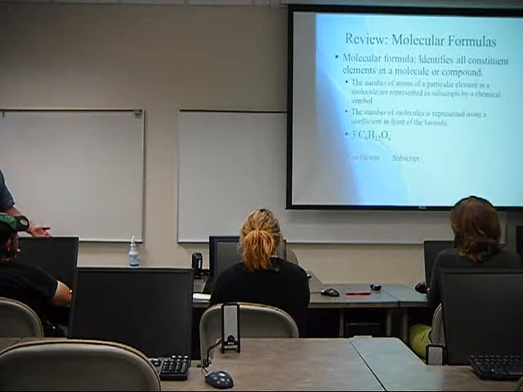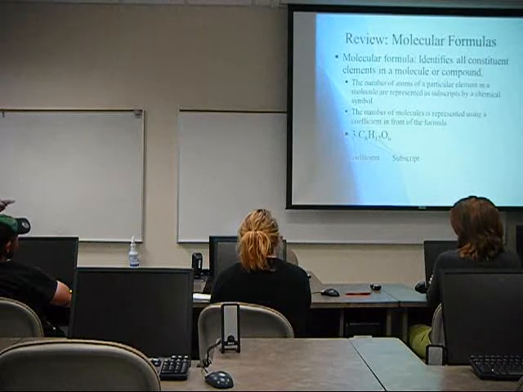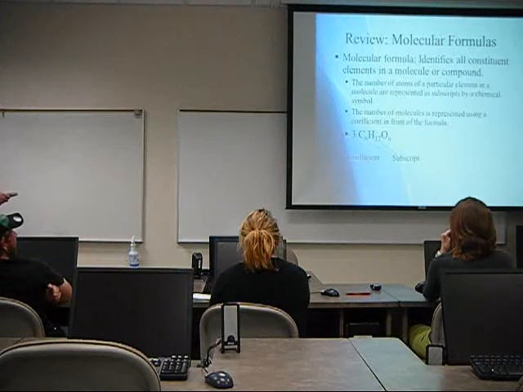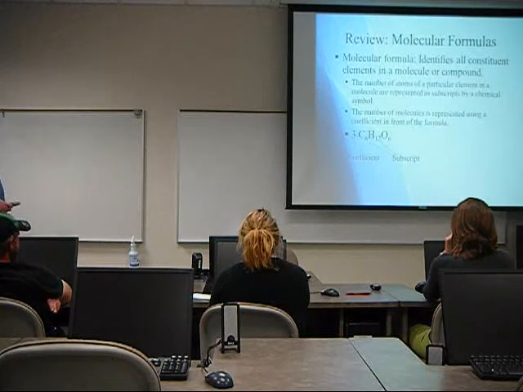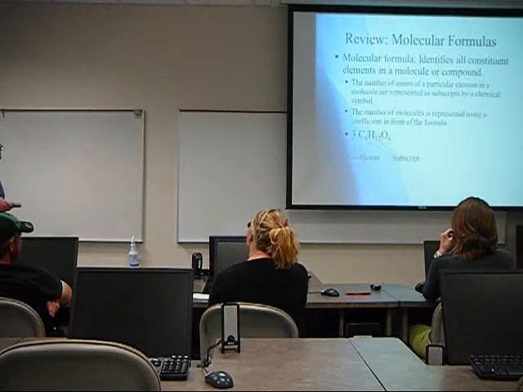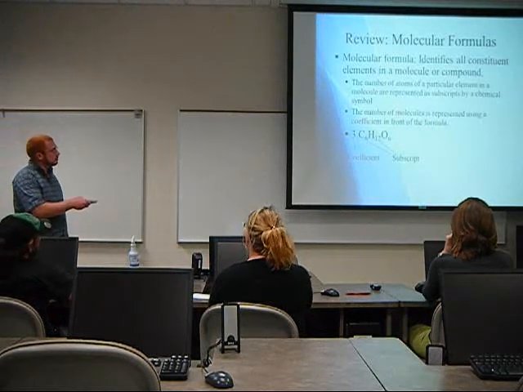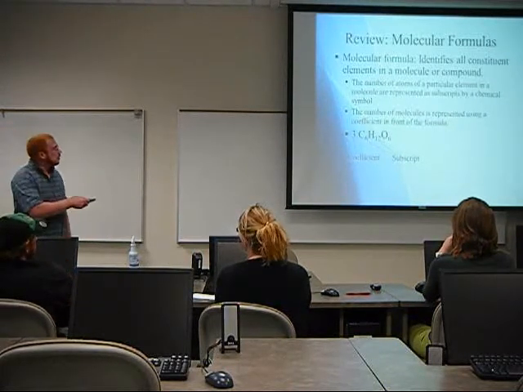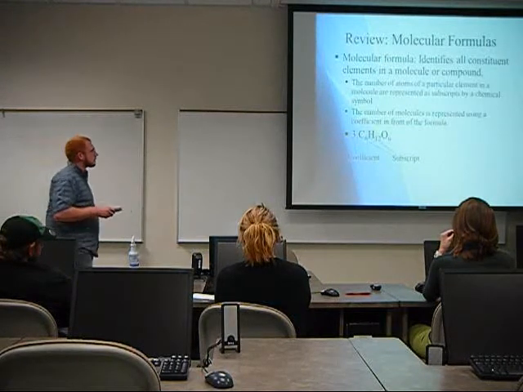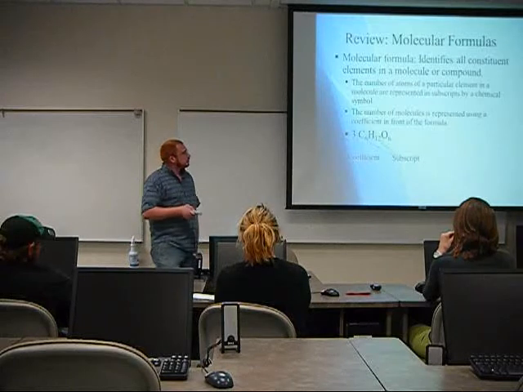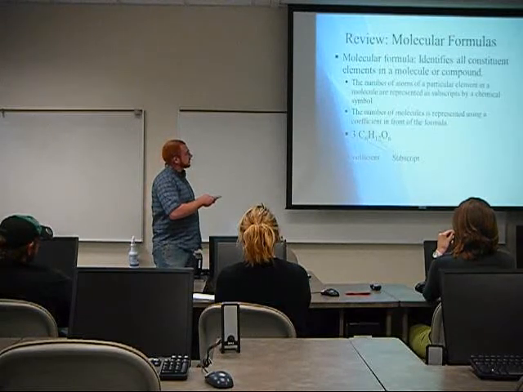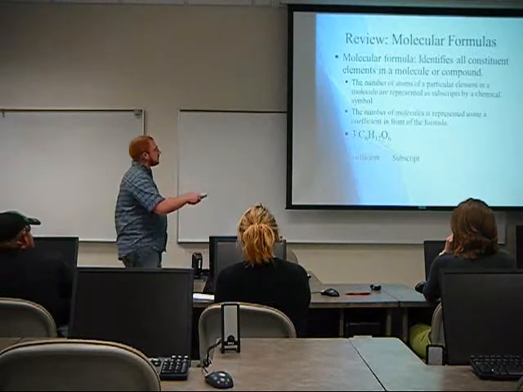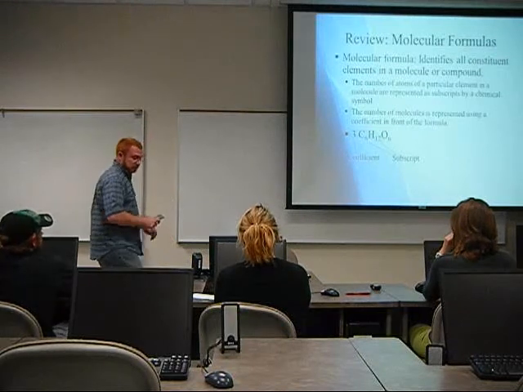So, we're going to do a little review of molecular formulas. I know we did this last week, but it might be nice to have a little reminder. The molecular formula identifies all constituent elements in a molecule or compound. The number of atoms of a particular element in a molecule are represented as subscripts by the chemical symbol. The number of molecules is represented using a coefficient in front of the formula. So, in each molecule of glucose sugar, there are 6 carbon atoms, 12 hydrogen atoms, and 6 oxygen atoms. And in this case, we have 3 total molecules of glucose.